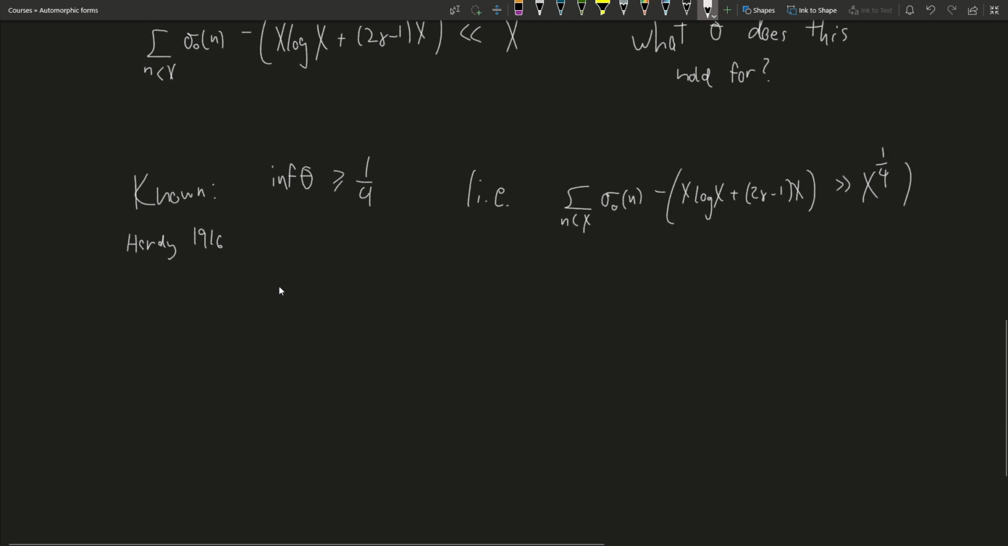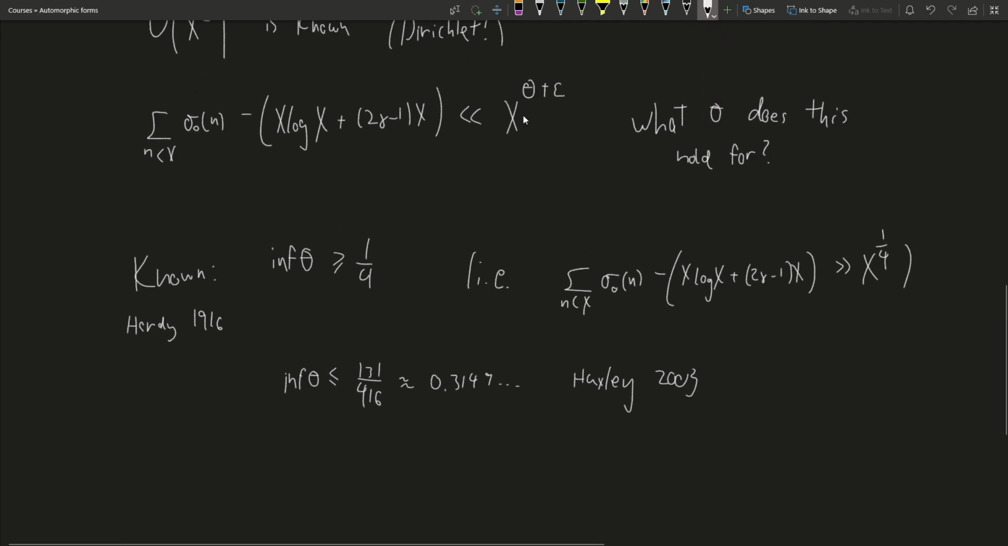And what's also known is that the inf of theta, so the smallest theta you can take, is at most 131 over 416, which is about 0.3149... And this is apparently due to Huxley from 2003. And so that means that the smallest theta you can take is somewhere between these two numbers, this theta being sort of the best bound on the error term.